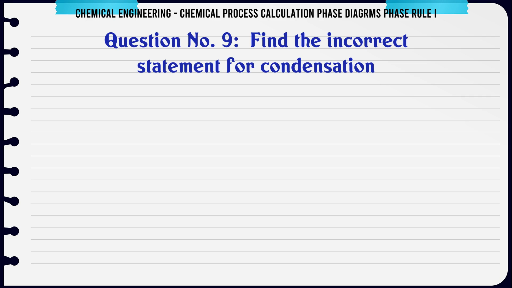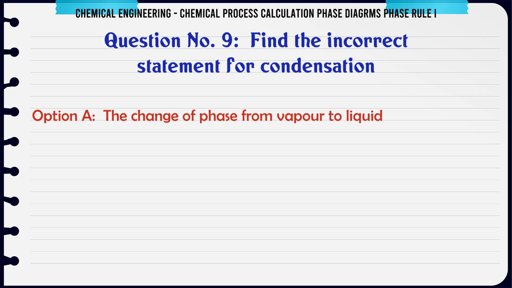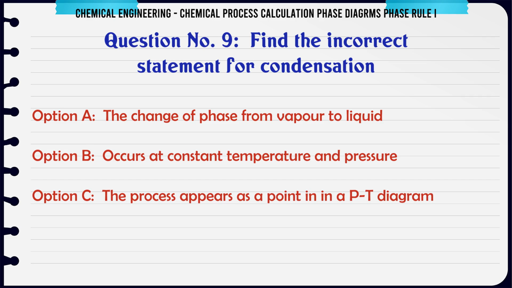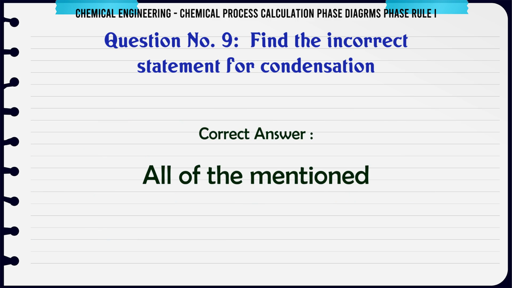Find the incorrect statement for condensation. A. Change of phase from vapor to liquid. B. Occurs at constant temperature and pressure. C. The process appears as a point in a PT diagram. D. All of the mentioned. The correct answer is all of the mentioned.